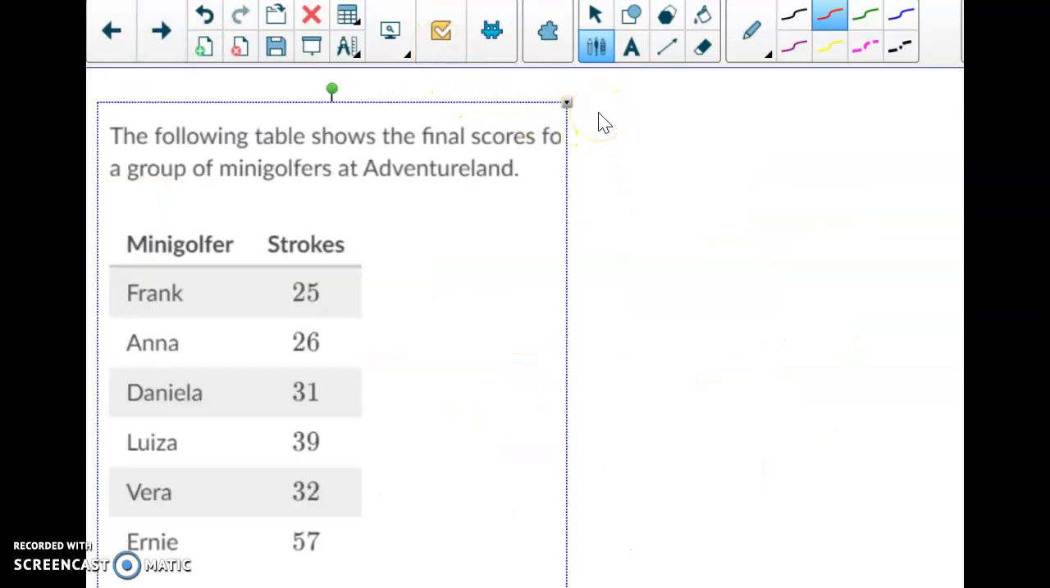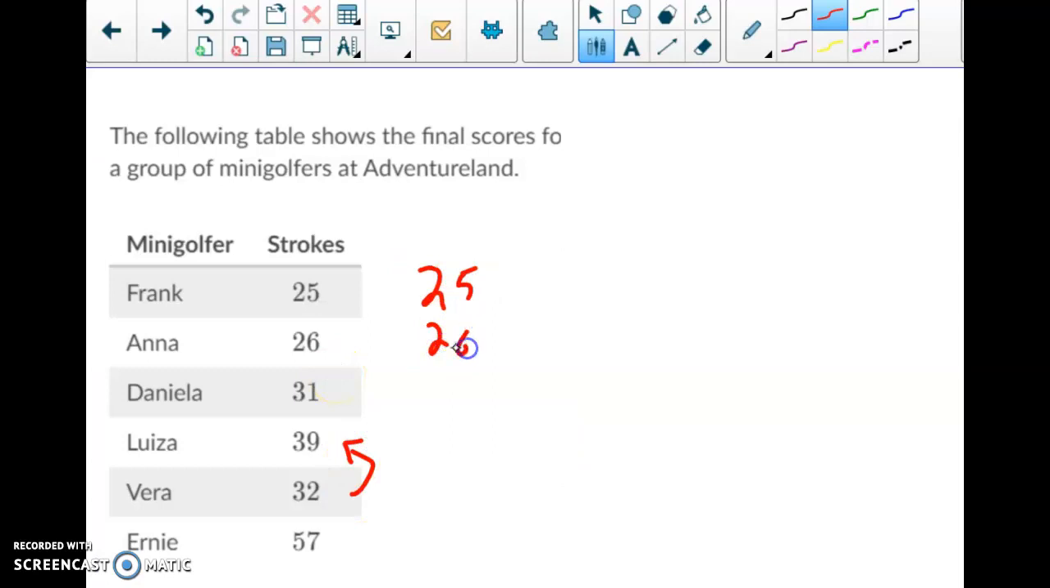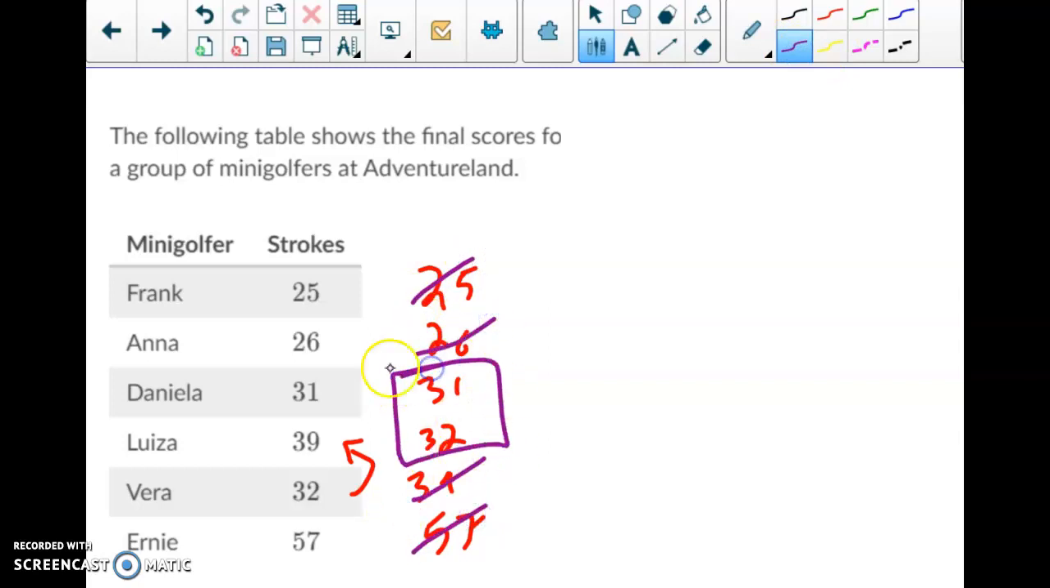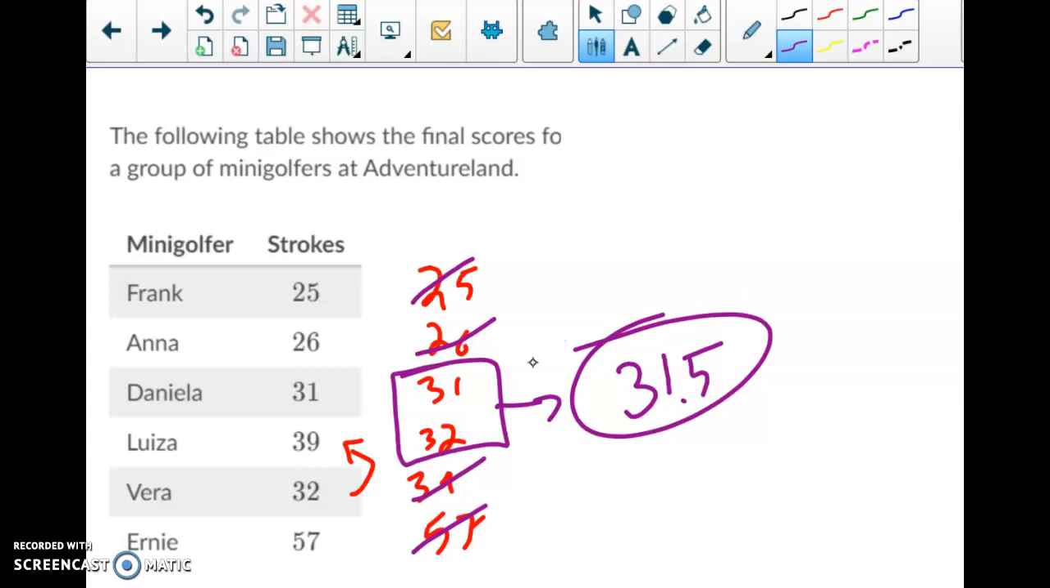Golf strokes. If we look at this one, we want to find the median golf stroke. It's not in order, so I'm going to reorder it. So I have 25, 26, 31. It looks like these two just have to switch, so I'm going to keep 25, 26, then 31, 32, 39, 57. And I'm just going to cross them off: cross off the first, cross off the last, cross off the first, cross off the last. And I have these two. Right in the middle of those is 31.5, so 31.5 strokes is the median golf score.